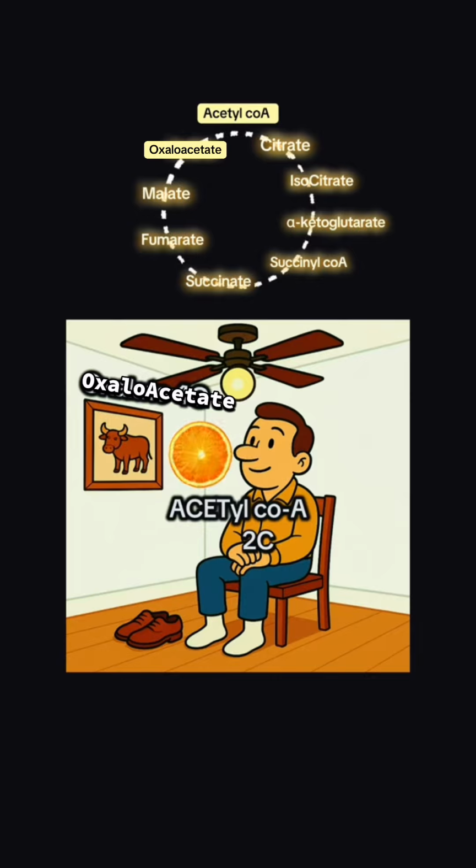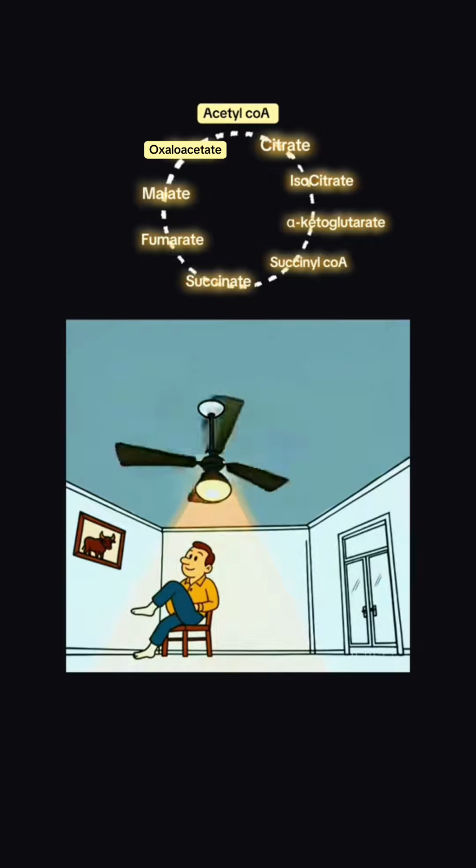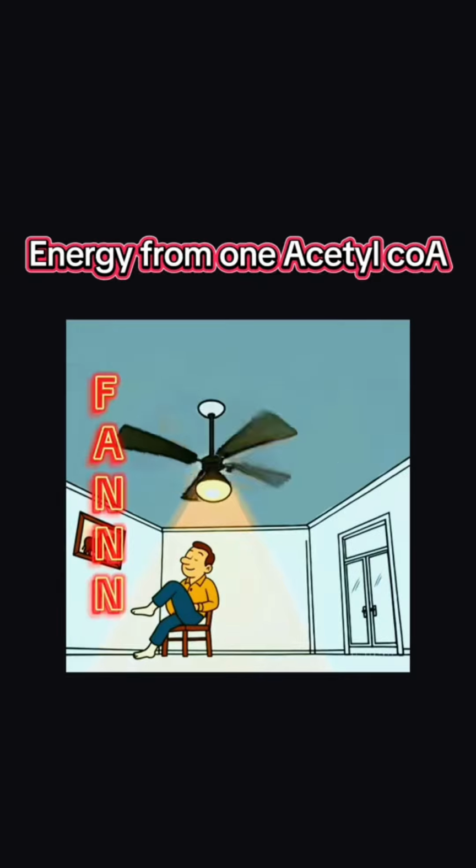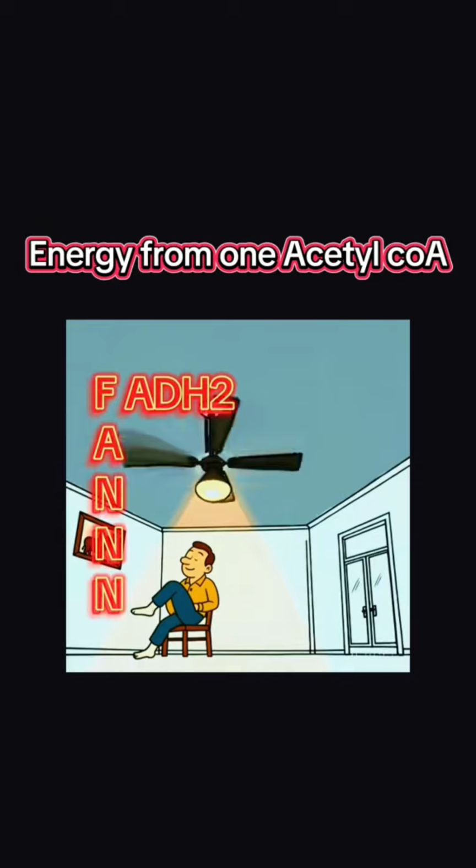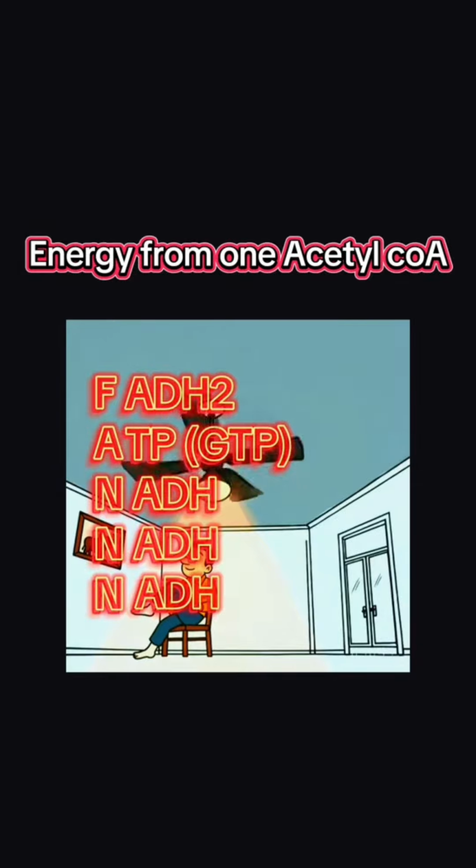And as you can see above him is a spinning fan with a glowing light that helps you remember the energy produced in one cycle. Fan, F-A-N-N, should help you remember the FADH2 produced, the ATP produced, and the 3 NADHs produced.